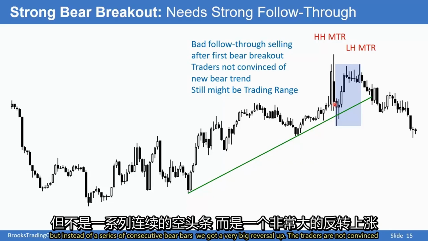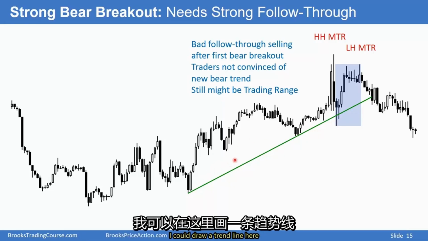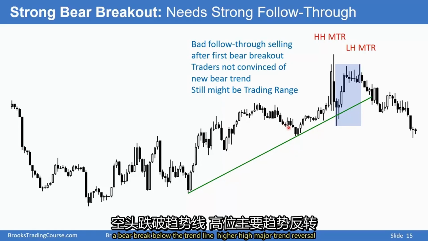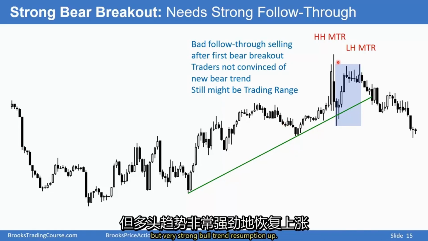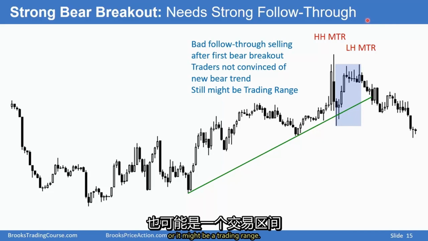Strong reversal down, bear bar, but instead of a series of consecutive bear bars, we got a very big reversal up. The traders are not convinced that this is the start of a bear trend, even though it's a higher high major trend reversal. I could draw a trend line here, a bear break below the trend line, higher high major trend reversal, but very strong bull trend resumption up. The market might instead be resuming up in a broad bull channel, or it might be a trading range.